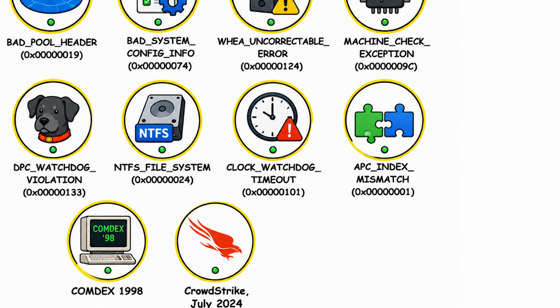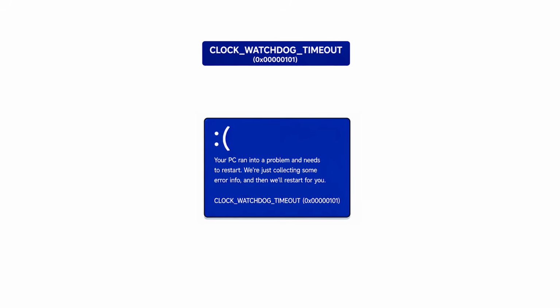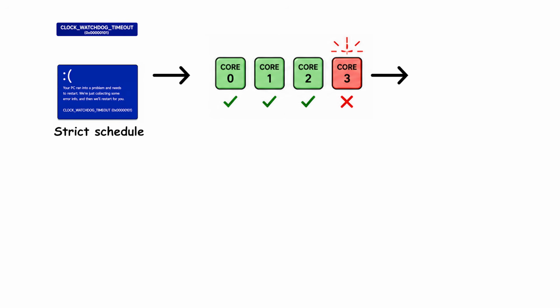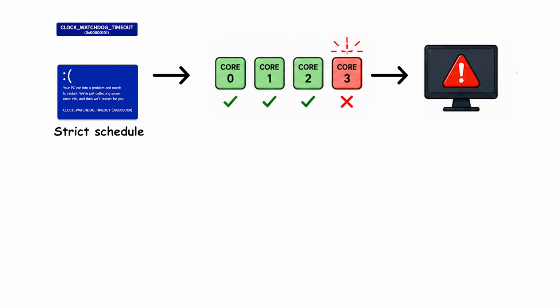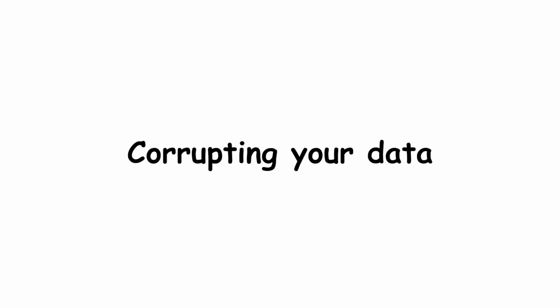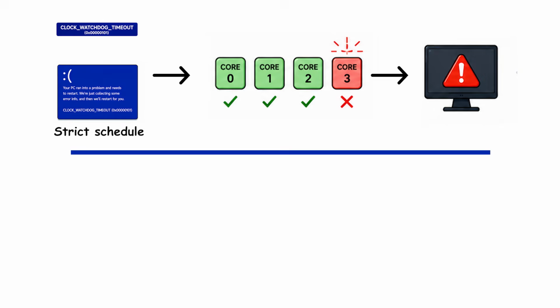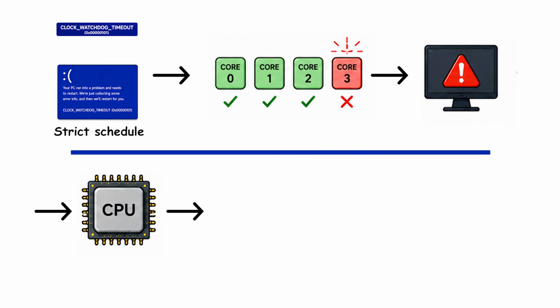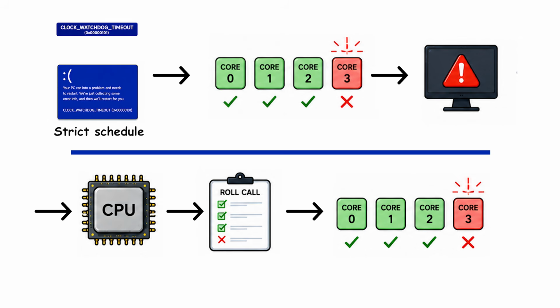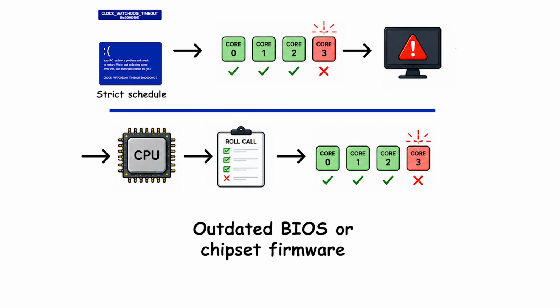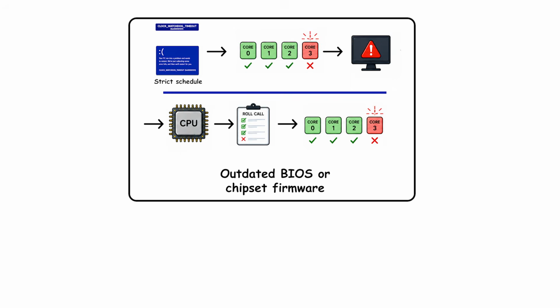Clock watchdog timeout. Every core in your CPU has to answer a kind of roll call on a strict schedule. If one core misses it, Windows assumes that core has frozen solid and crashes the whole system, rather than risk corrupting your data. This one has a very specific reputation. It is overwhelmingly caused by CPU overclocking pushed a little too far, with outdated BIOS or chipset firmware as the other repeat offender. The tell: if you're overclocked, reset to default first. That alone resolves most cases.